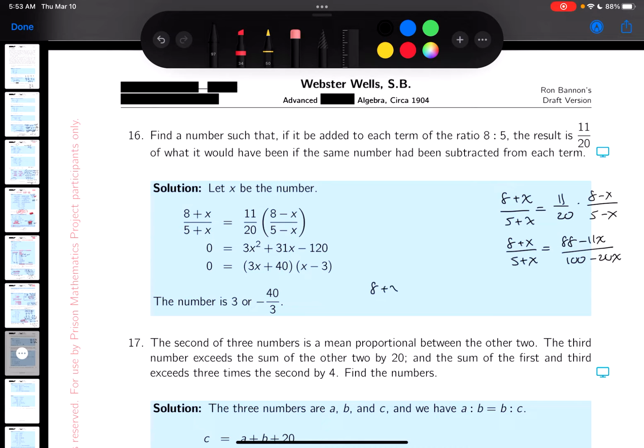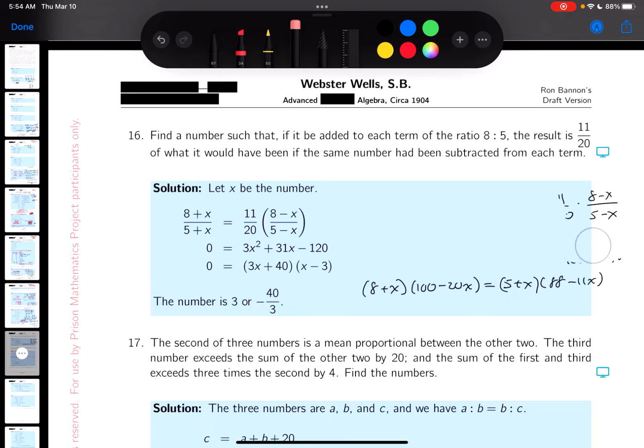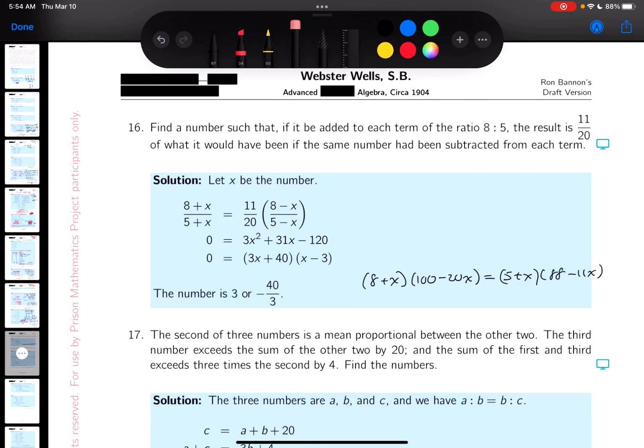8 plus x times 100 minus 20x equals, let's be careful, 5 plus x times 88 minus 11x. Now again, I realize for some students that numbers kill them. And if it does, I don't mind using a calculator to do arithmetic. Now certainly, I would prefer you didn't use a calculator, but I don't mind. All right, so I'm going to start doing the multiplication now. And I'm slow at it too.